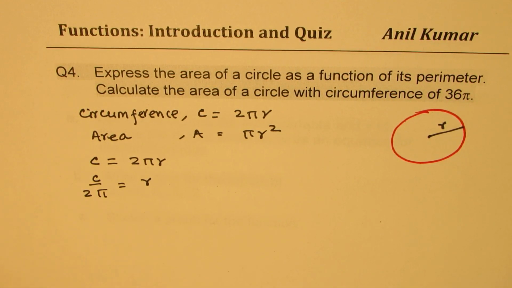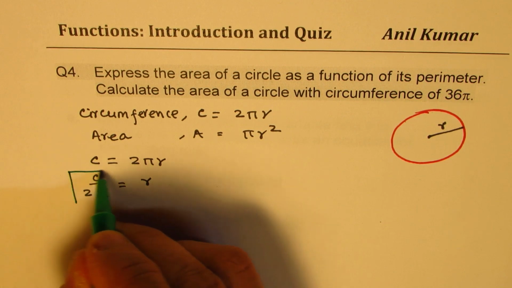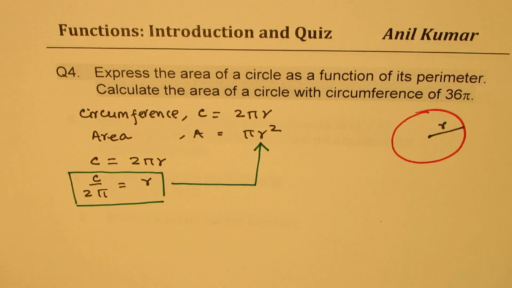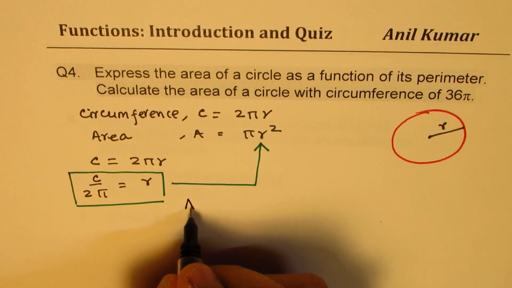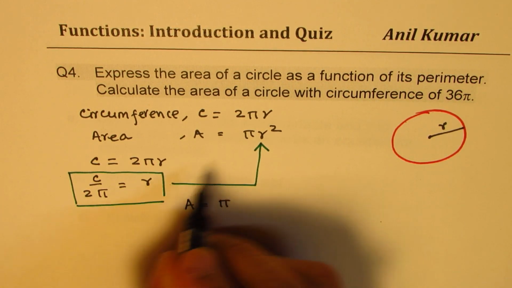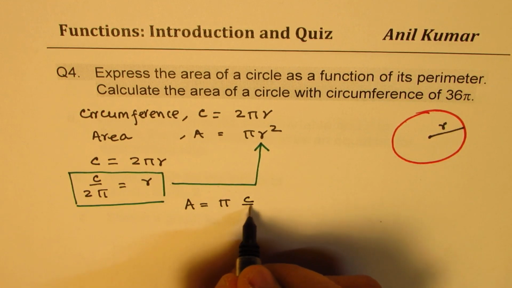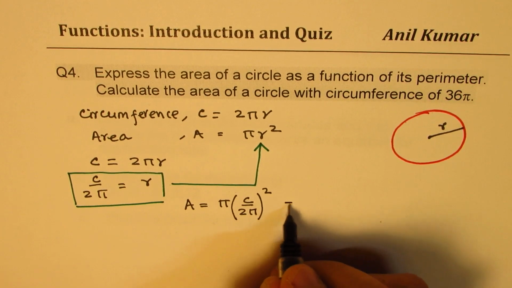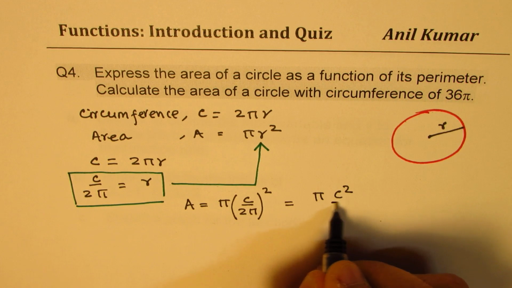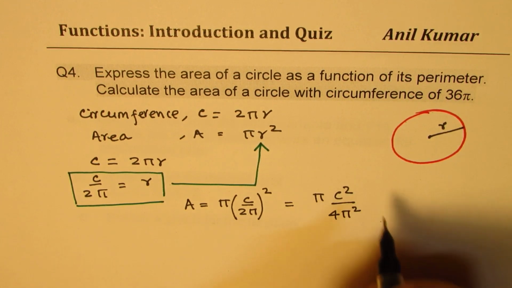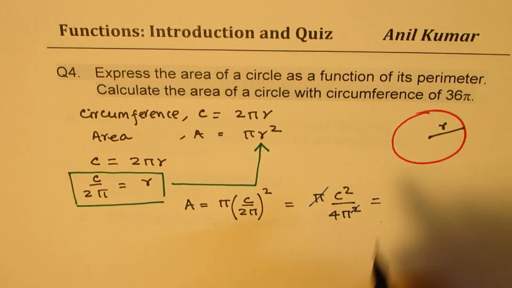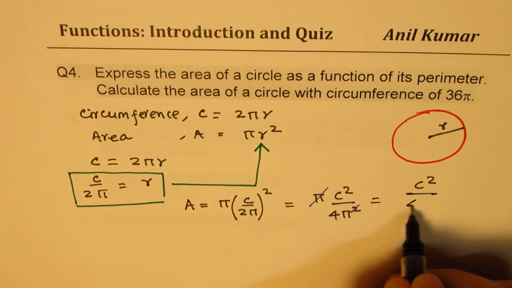Now once we get this, c divided by 2 pi is r, then this particular relation can be substituted here to get the expression for area, right? So once we do that, we get area equals to pi, and instead of r square, I'm writing c by 2 pi, right? So whole square. Do you get an idea? So let's square this. So we get pi c square over 4 pi square. Now one of these pi's get cancelled, correct? So you could cancel this. And what you get is c square over 4 pi.